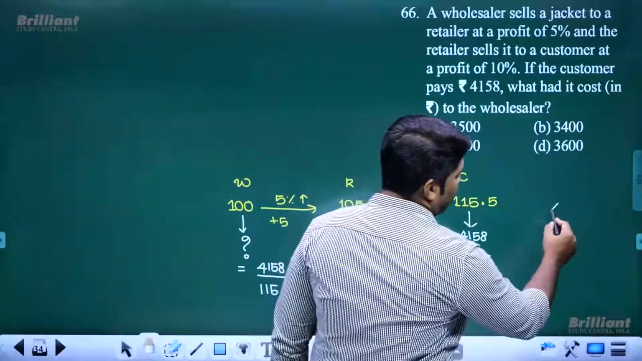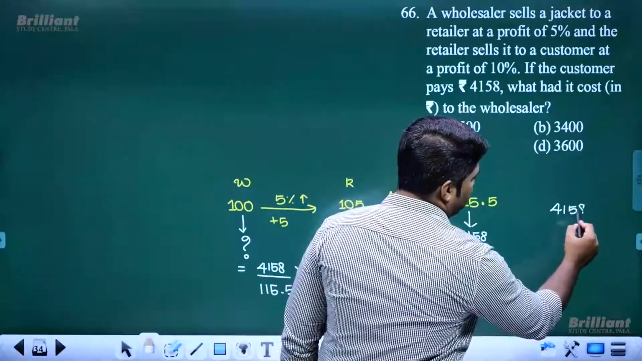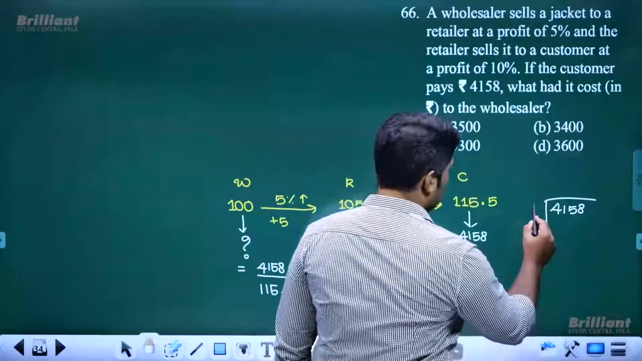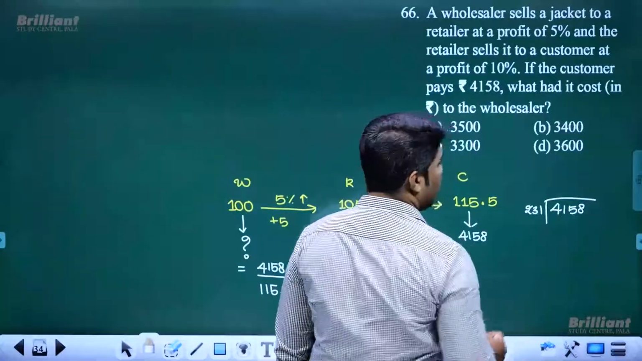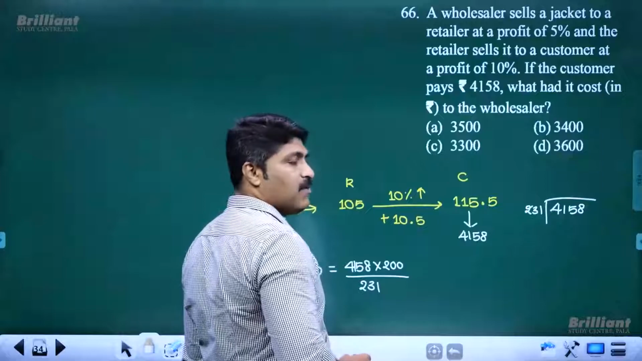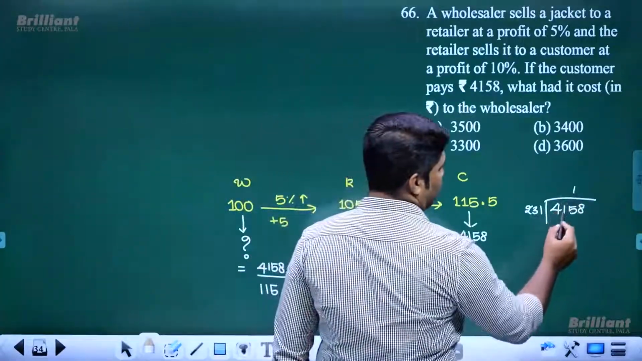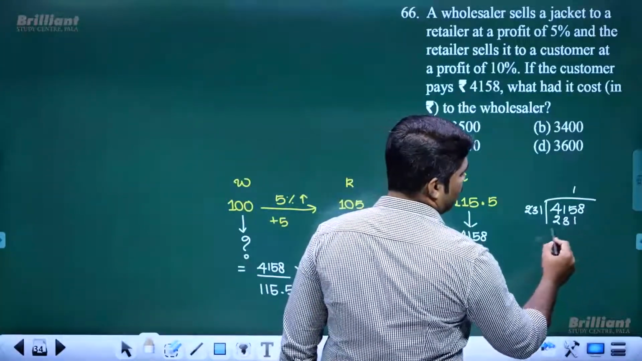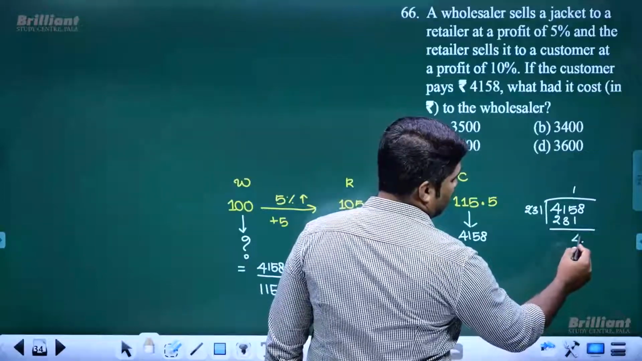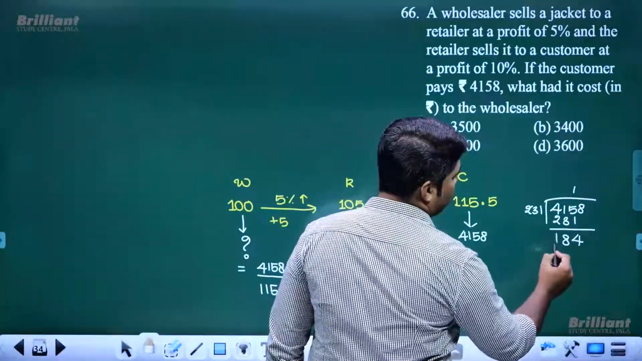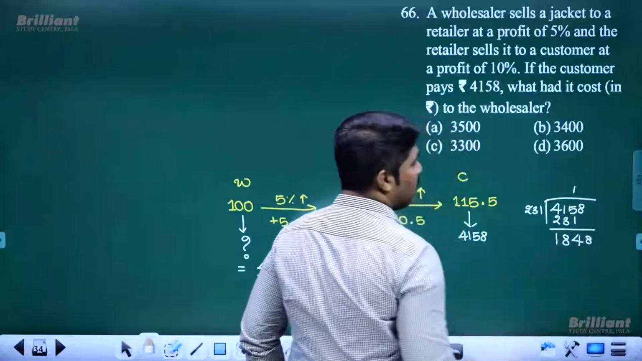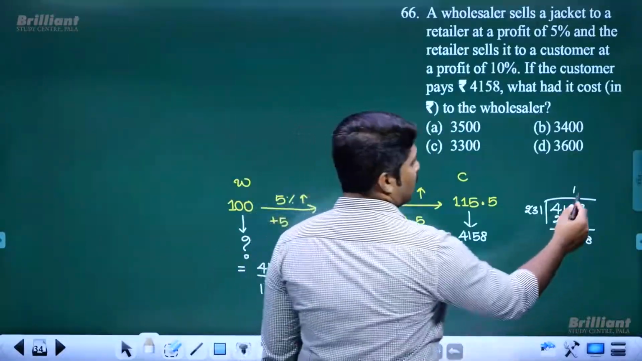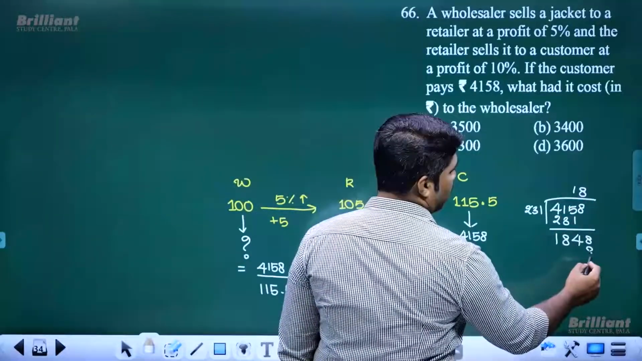We are simply dividing 4158 by 231. How many times does 231 lie in 415? Only one time. So that is 231 here, and take the difference. This is 184, so this is 1848. How many times does this lie here? That is 8 times. Therefore, this is 1 time of 8.